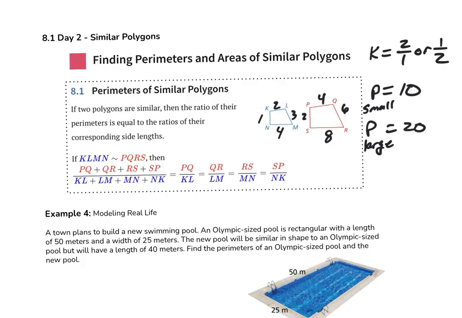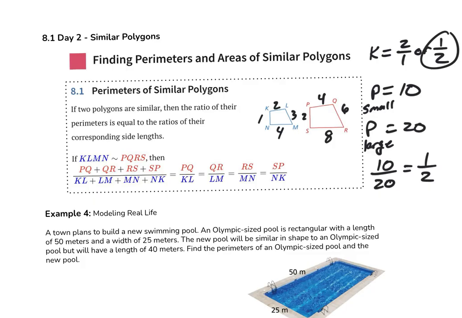If I write my perimeter as a ratio, I could either say 10 to 20 or 20 to 10, depending on if I went big to small or small to big. If I reduce that, I get the same ratio as my sides. So the perimeter has the same ratio as my sides, okay? And that will always be the case. It doesn't matter what kind of figure it is. It doesn't matter anything about that. And we'll talk about why do we need that. Why is that helpful, okay?